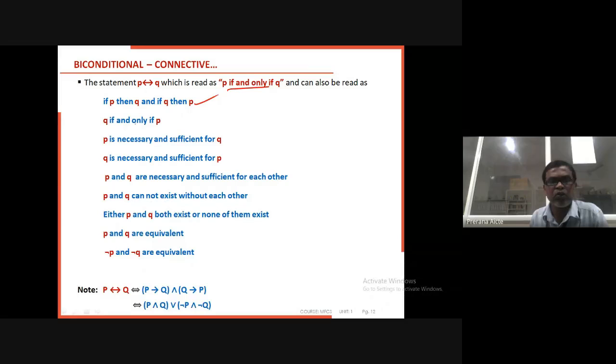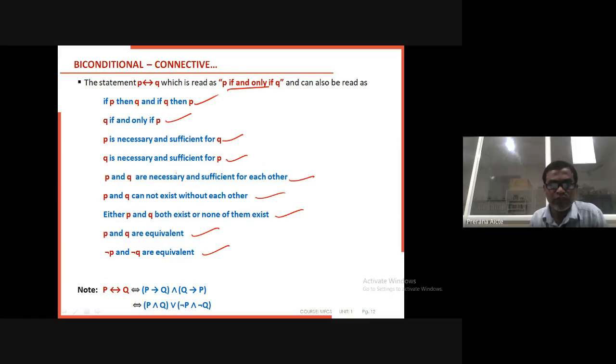Next, Q if and only if P. Next, P is necessary and sufficient for Q. Next, Q is necessary and sufficient for P. P and Q are necessary and sufficient for each other. P and Q cannot exist without each other. Either P and Q both exist or none of them exist. P and Q are equivalent. Negation P and negation Q are equivalent.